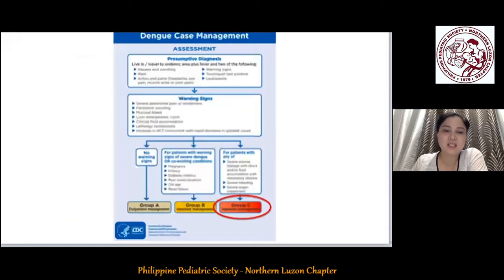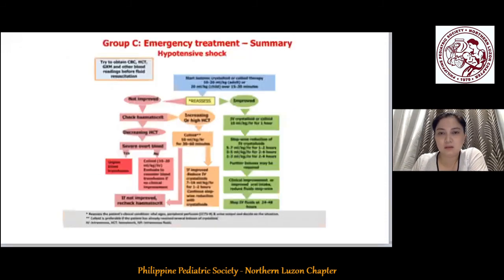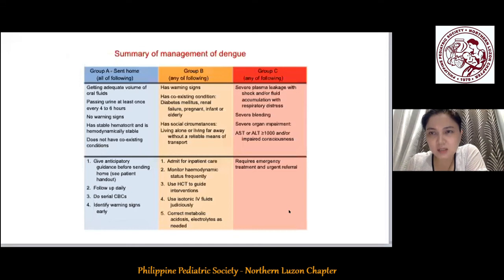So Group C patients are those with severe dengue in need of emergency treatment and urgent referral. So these Group C patients are those with severe plasma leakage, severe bleeding, and severe organ impairment. So as I've said earlier, they require emergency treatment and urgent referral.